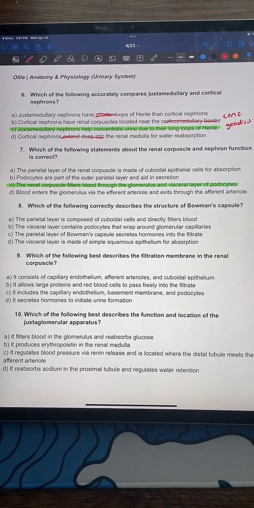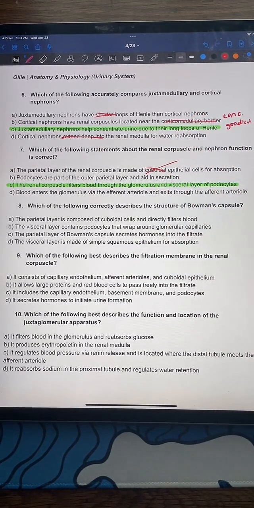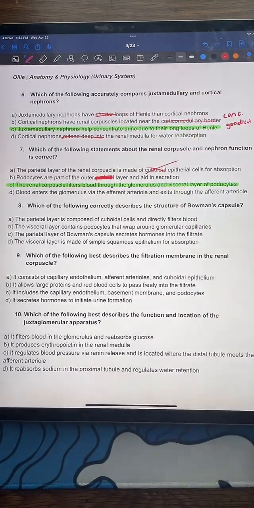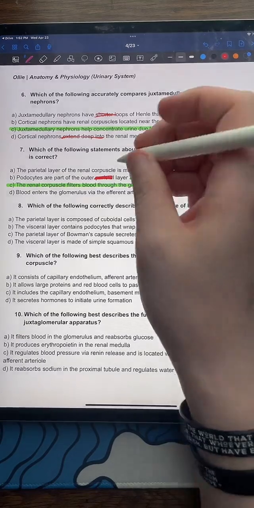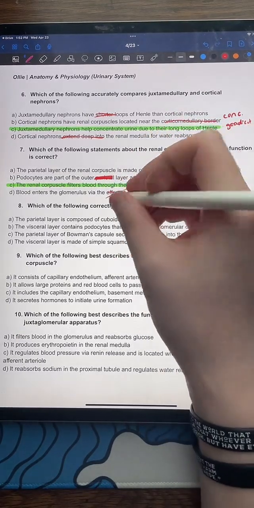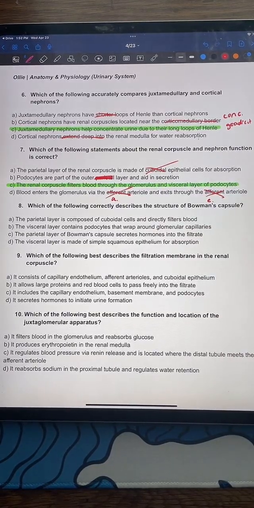The parietal layer. Sorry, wait one sec. The parietal layer is simple squamous epithelium, not cuboidal. So not cuboidal. B, podocytes are part of the visceral, not parietal layer. That's why that one's wrong. And then for D, blood enters via the afferent. So these two are wrong. So it enters through the afferent and exits through the efferent. So these are mixed up.